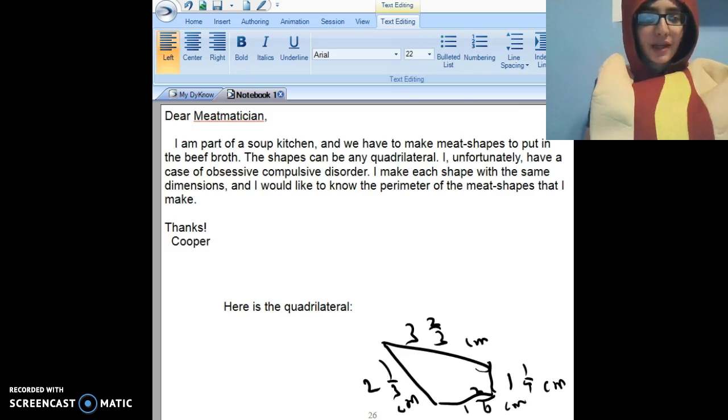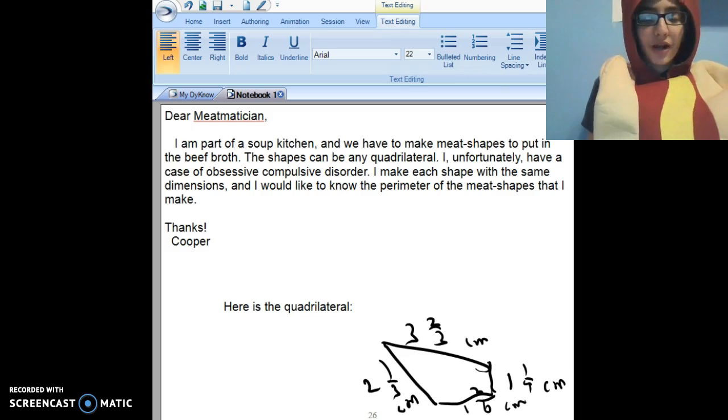Next submission was sent in by Cooper. He writes, Dear Meatmatician, I am part of a soup kitchen. That's a great way to spend your time. And we have to make meat shapes to put in the beef broth. The shapes can be any quadrilateral. I, unfortunately, have a case of obsessive-compulsive disorder. I'm very sorry to hear. I make each shape with the same dimensions, and I would like to know the perimeter of the meat shapes that I make. Thanks, Cooper.